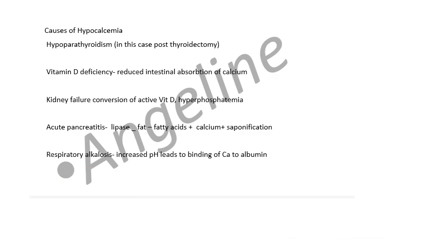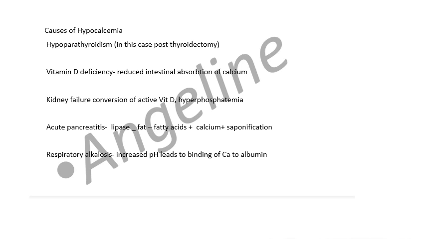Now, what are the conditions where you can get hypocalcemia? One is hypoparathyroidism. In this case, it follows a thyroidectomy because the parathyroids have been either injured or physiologically shut down because of ischemia. Vitamin D deficiency, that is because of reduced absorption of calcium. Kidney failure, because you need the kidneys to put the vitamin D in the active form.